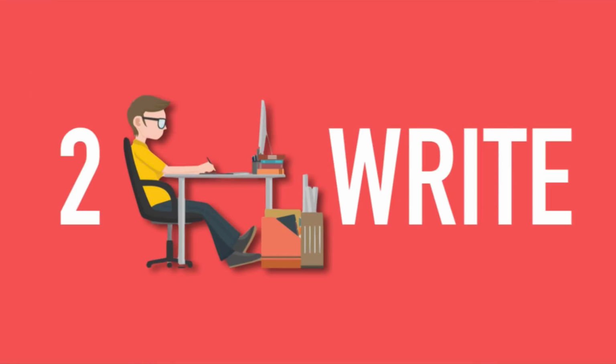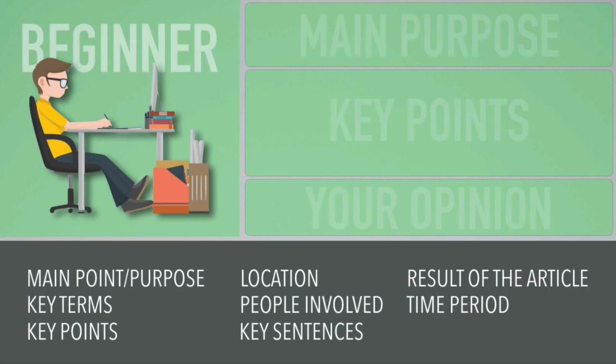Now we enter the second phase, the writing phase. Now, I'm going to show you how to summarize based on 3 different levels: beginner, intermediate, and advanced. The first is the beginner level, and it's going to be separated into 3 different sections: the main purpose, the key points, and your opinion. This will be the same across every level: beginner, intermediate, and advanced.